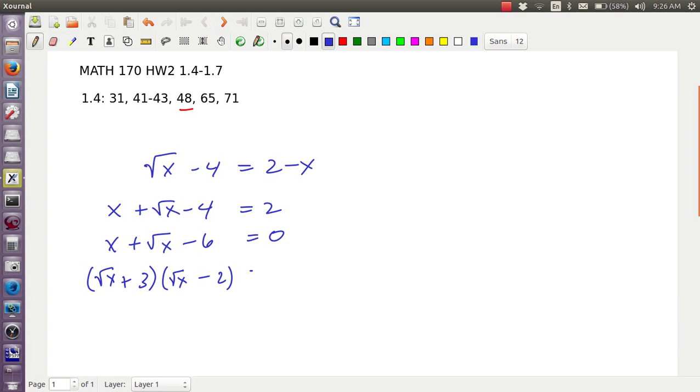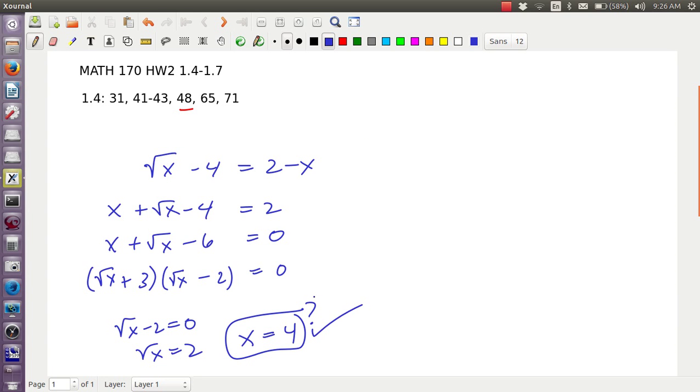Then you can say, well, square root of x minus 2 is 0, square root of x is equal to 2, and then square both sides. So the question is, does this work back in the original question? Square root of 4 is 2, 2 minus 4 is negative 2, and 2 minus 7. This is okay. This one works in the original situation.